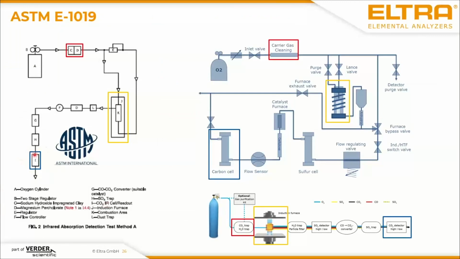You can see it, for example, here. Here's a schematic overview of ASTM E1019 as a norm, how it should be measured. And on the right side, you can see our schematic scheme of the analyzers, and you see the parallels: the carrier gas cleaning, the furnace area, the carbon cells in the same structure, so we are sure to comply to the requested ASTMs.